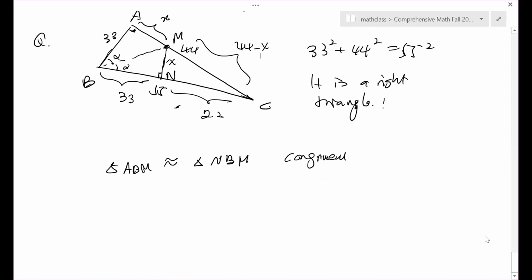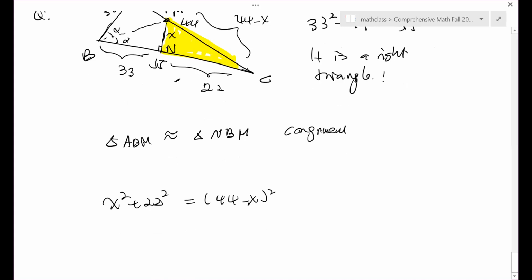Now you have a right triangle, right? This is a right triangle. Can you apply the Pythagorean theorem to that? The answer is yes. X squared plus 22 squared equals (44 minus X) squared. So you have to express every side in terms of X. Then you solve this equation for X, and you get the answer.